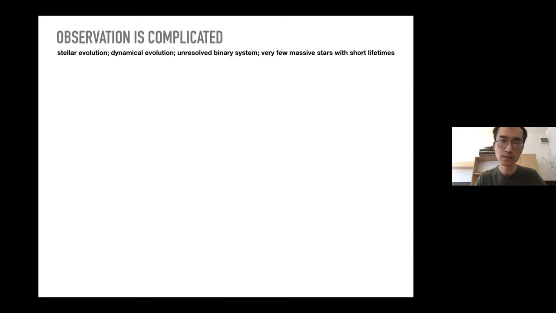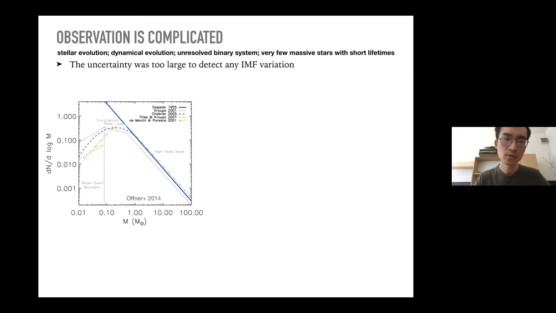But in observation, this is more complicated. You need to consider the stellar evolution, dynamical evolution, the unresolved binary systems in the star cluster, and also there are very few massive stars that you can actually observe to determine the IMF. So the fact is the uncertainty was too large to detect any IMF variation. And as you can see in this plot, basically there is some development on the lower mass part of the IMF, but for the high mass stars, the measurements are all consistent with the initial mass function proposed by Salpeter in the 1950s.